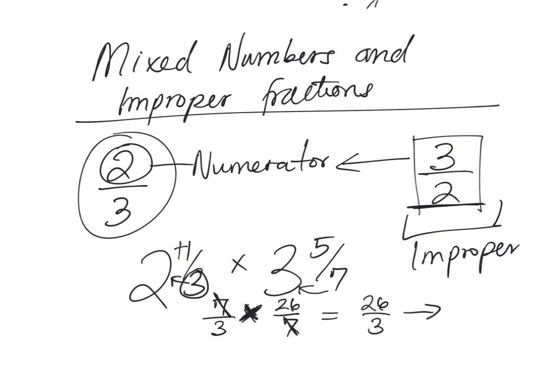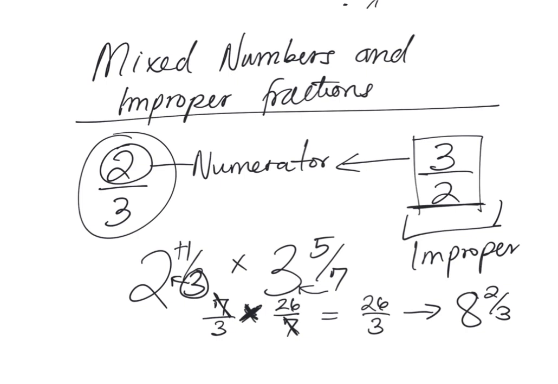This now you can change back to a mixed number, which would be 3 goes into 26 8 times, and you're left with 2 over 3. So 2 and 1/3 times 3 and 5/7 will give you 8 and 2/3. Again, we change the mixed number into an improper fraction, and then we multiply them together, and then we change it back to a mixed number, and that's where we're leaving our answer at the end.